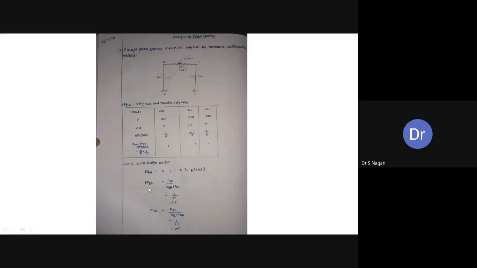So DFBA is equal to, as per the definition, the stiffness of the member considered, KBA, divided by the sum of stiffnesses of members meeting at the joint. At joint B, the members meeting are BC and BA. So KBA plus KBC will be in the denominator. We can take KBA from the relative stiffness values. For BA it is 1, for BC it is 1. So 1 by 1 plus 1, it will be 0.5. 0.5 will be the distribution factor for BA.